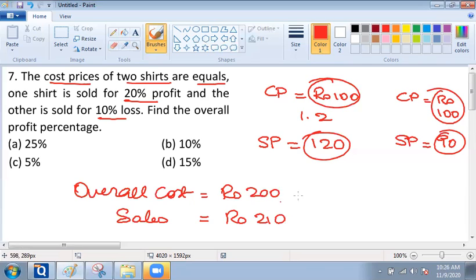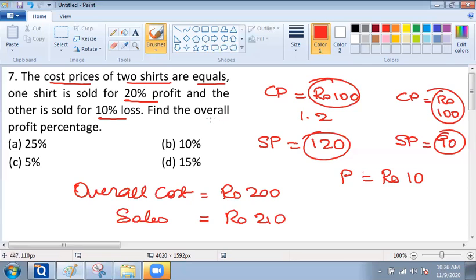So we can see that overall in this transaction, there is a profit. And what is the profit amount? That is equal to selling price minus cost price. That is 210 minus 200, which is equal to rupees 10. So that is the overall profit in this transaction.